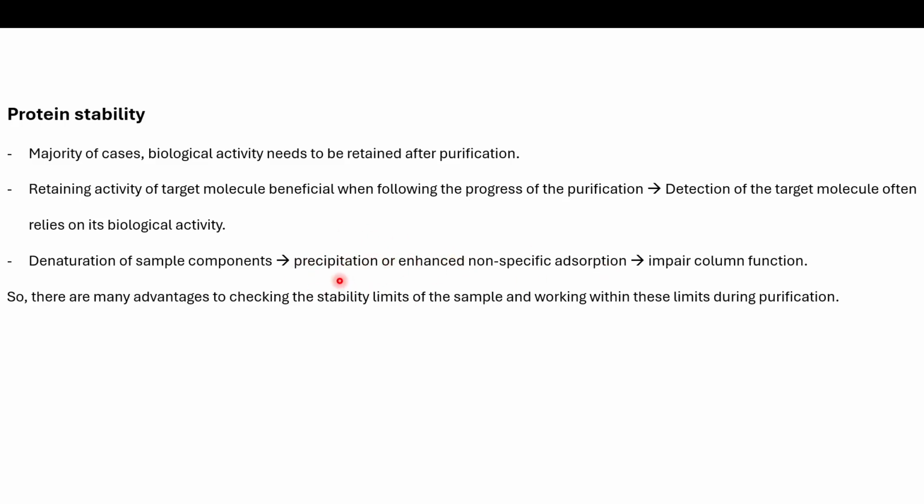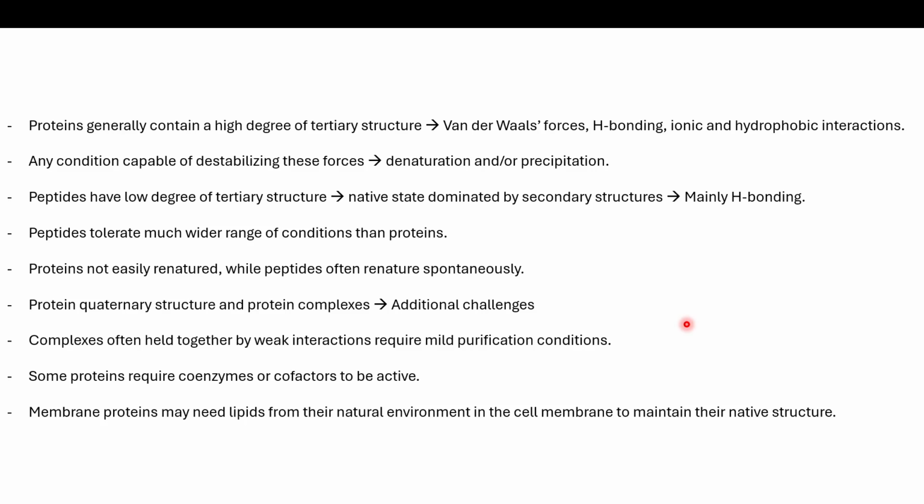So many times while purifying proteins which are prone to aggregate formation, it actually precipitates or can lead to non-specific adsorption on the matrix, which eventually impairs the function of the column, or the resolution of the column, the separation ability of the matrix in question. So there are many advantages to checking the stability limits of the sample you are working with and working within these limits during purification. Okay.